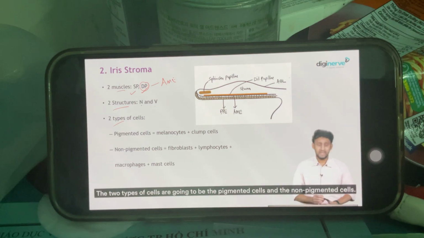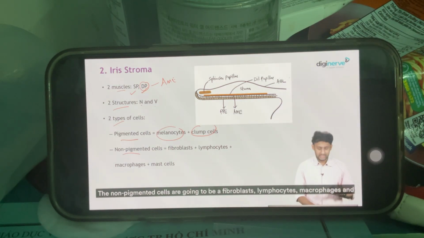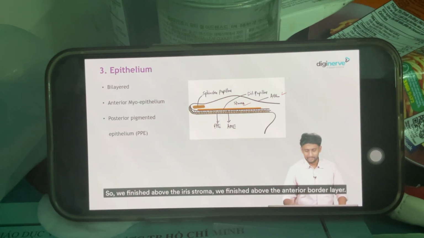The two types of cells are going to be the pigmented cells and the non-pigmented cells. The pigmented cells are going to be melanocytes and the clump cells. The non-pigmented cells are going to be fibroblasts, lymphocytes, macrophages, and mast cells. So just remember this rule of two: two muscles, two structures, and two types of cells: pigmented cells and the non-pigmented cells. So finished about the iris stroma. We finished about the anterior border layer. Moving on to the epithelium.